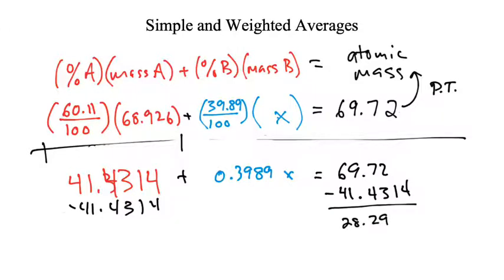28.29. Oh, it came out exactly that. Okay, never mind. What did you get? 28.285. It's probably a different string of numbers. How many numbers do you want in the calculations? We can address that in a second. Divide both sides by 0.3989. So take your 28 point change and divide it by 39.89 or 0.3989. 70.92.